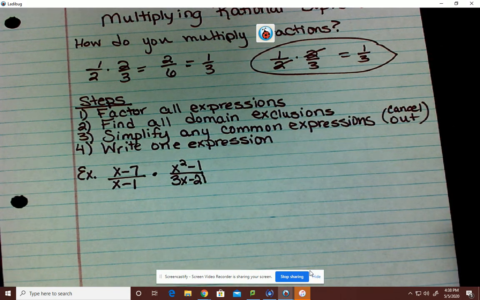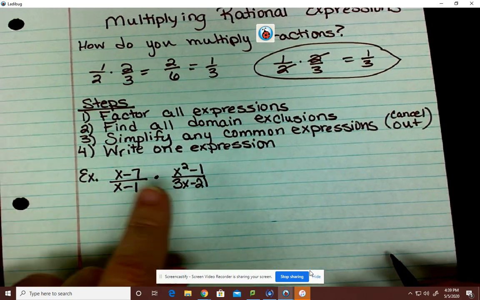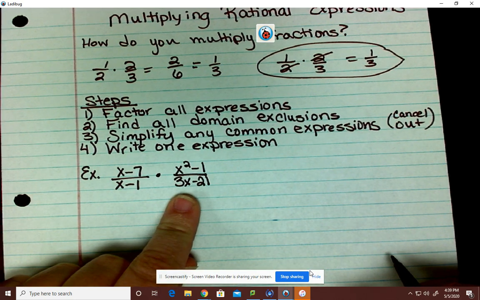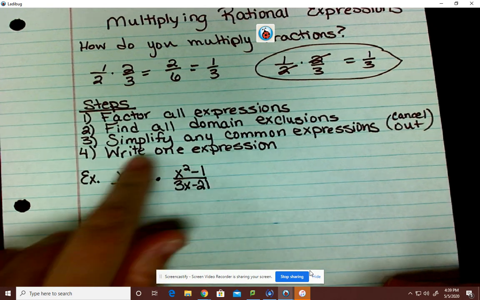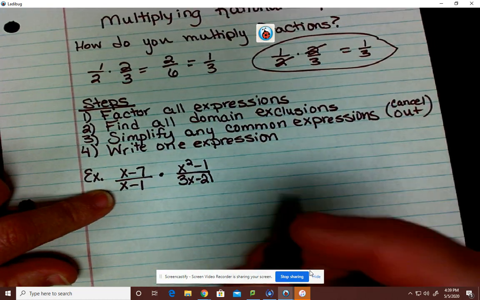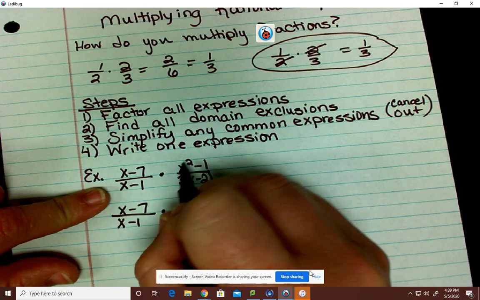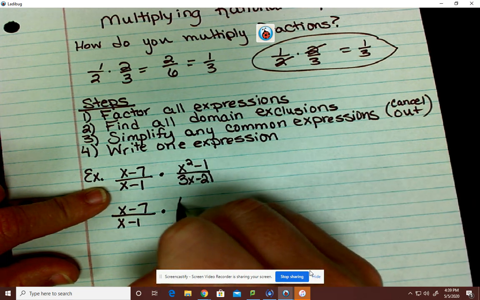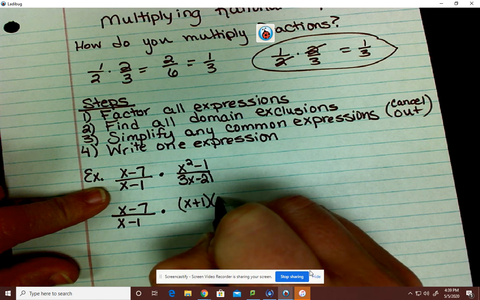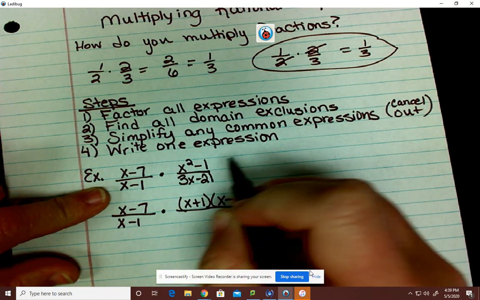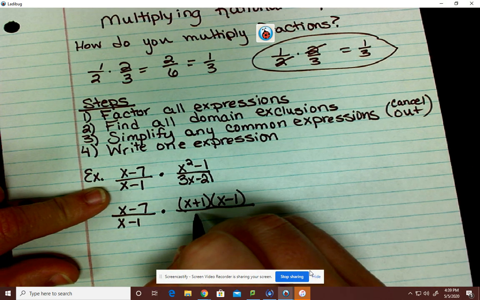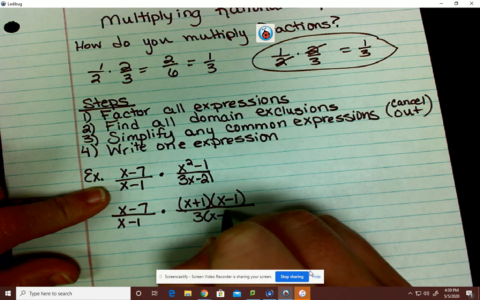All right, so here we have this rational expression times this one. First thing we're going to do is factor everything. These two won't factor, so I'm just going to rewrite those. X squared minus 1 can be factored by a difference of squares, x plus 1 and x minus 1. 3x minus 21 has a GCF, so I'll factor that out.